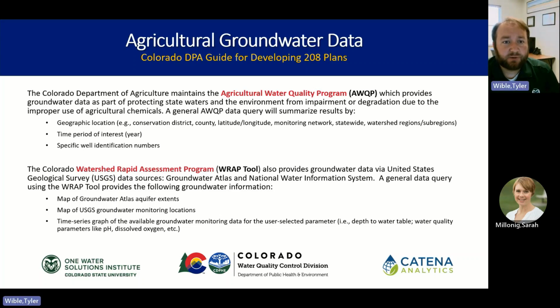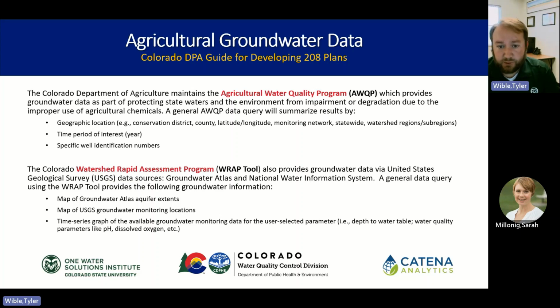Welcome back. We're going to do an overview of agricultural groundwater data available in some of the Catena Analytics tools today. Again, this is a guide for Colorado designated planning agencies to help guide development of their 208 plans and just awareness of some of the data resources that we have. This is in partnership with Colorado Department for Public Health and Environment through their Water Quality Control Division.